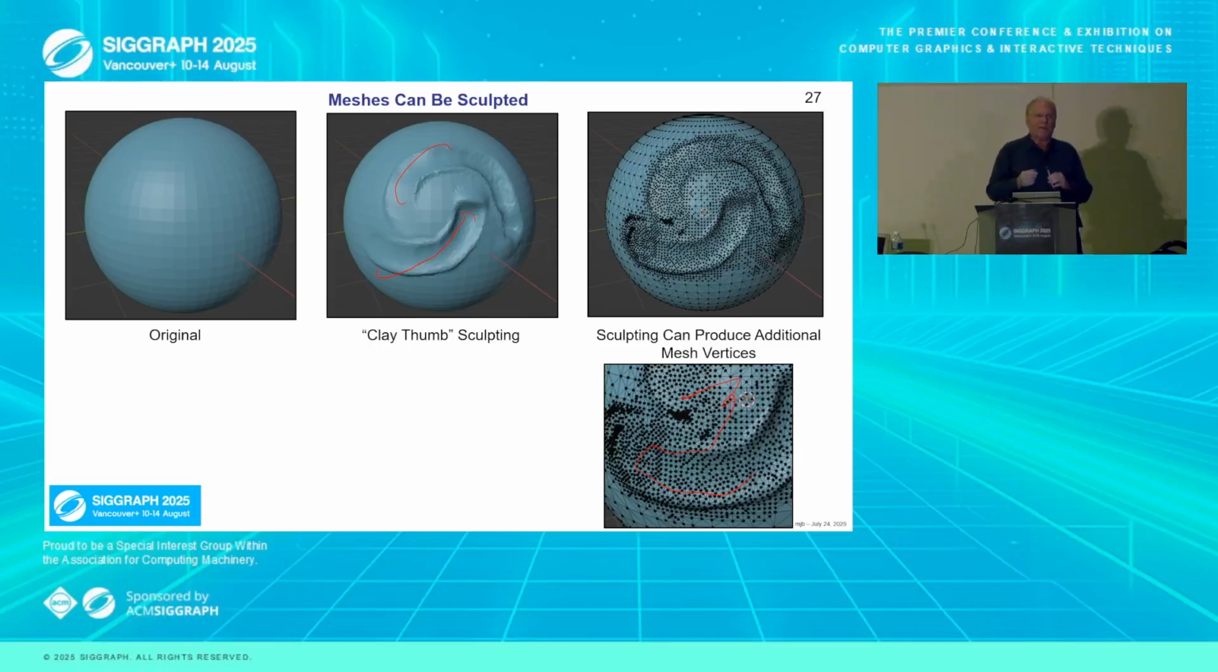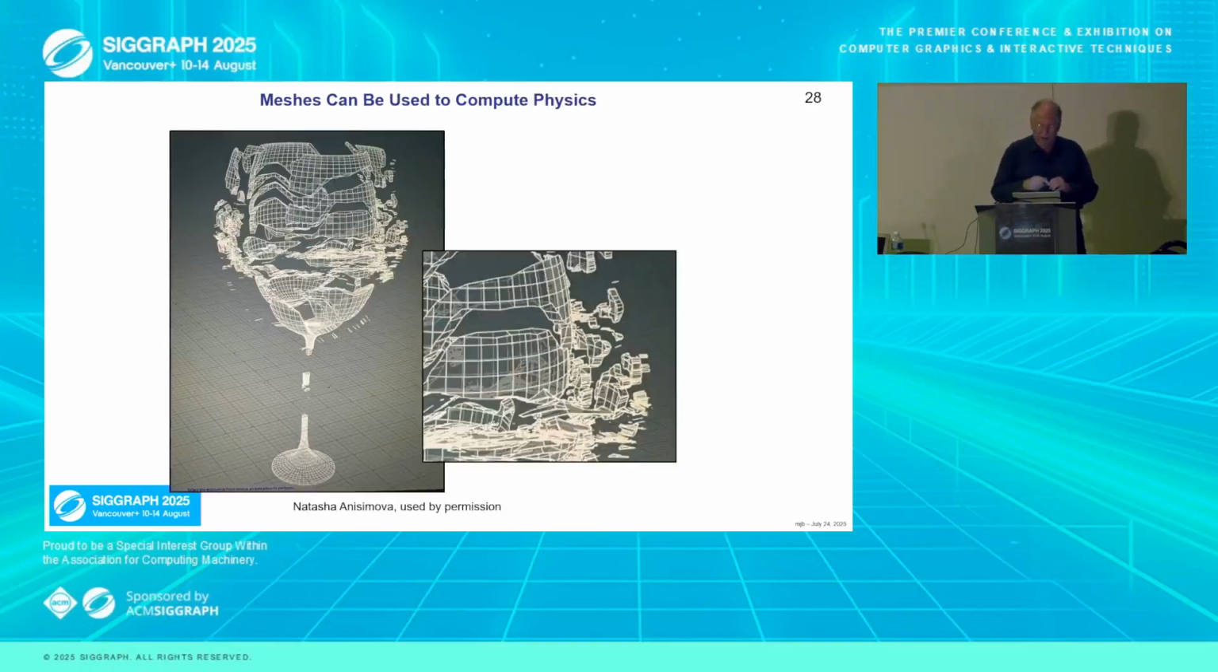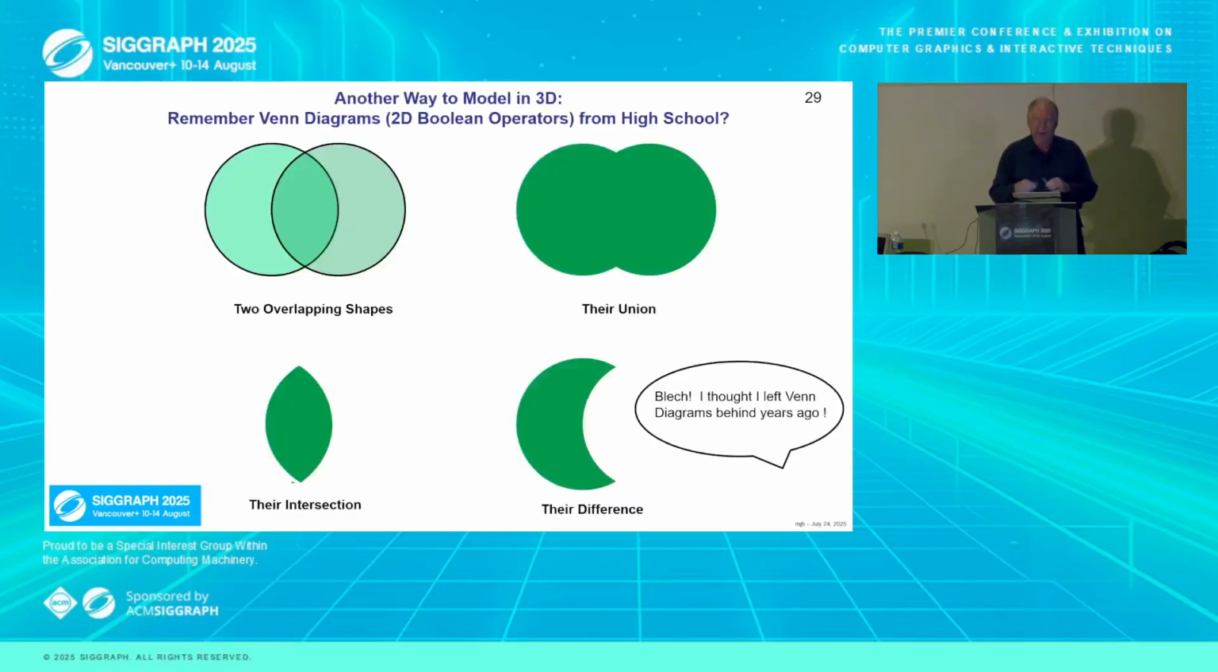And once you have the mesh, you can do analyses on it. So here is a mesh of a wine glass. It was created for the appearance, but you can also run analyses on it that cause it to break in physically plausible ways. I like that.